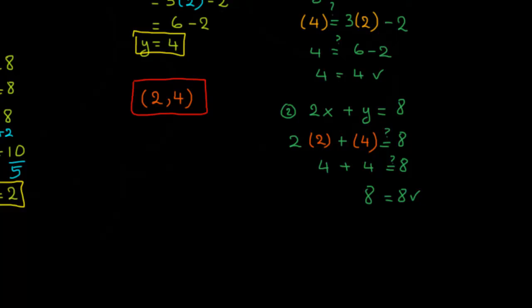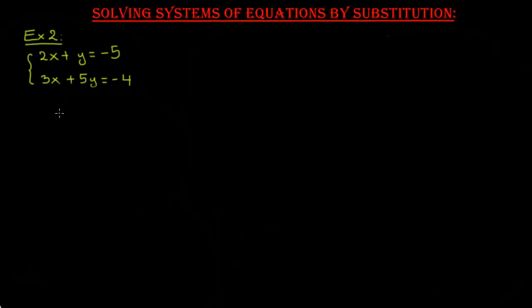Now, let's go over one more example, so you have a better understanding about substitution. In example 2, we have 2x plus y equals -5 and 3x plus 5y equals -4. And you see, this time the problem is a little bit challenging. They give you the system in general form, which means x and y stay on one side of the equal sign.